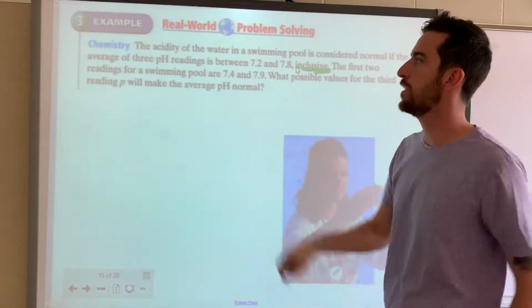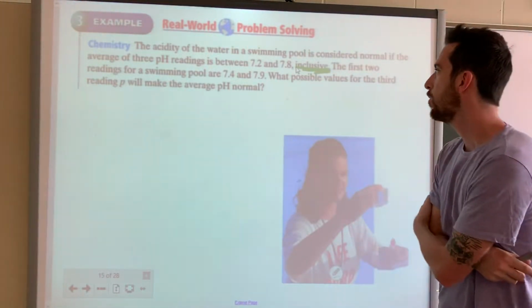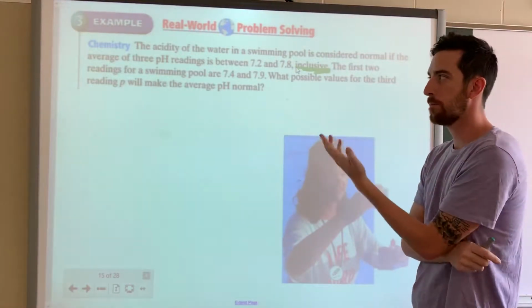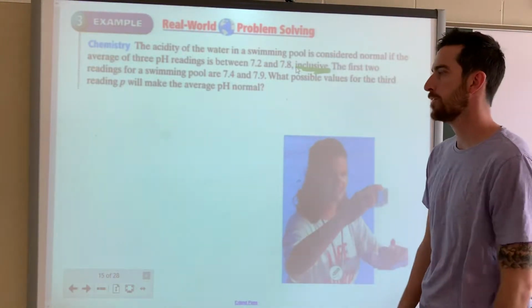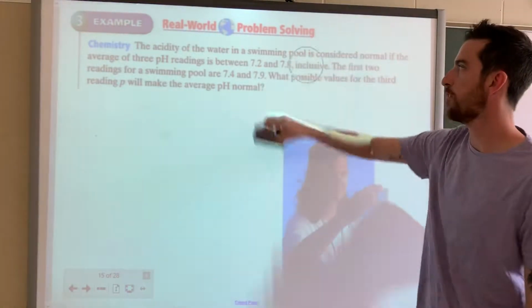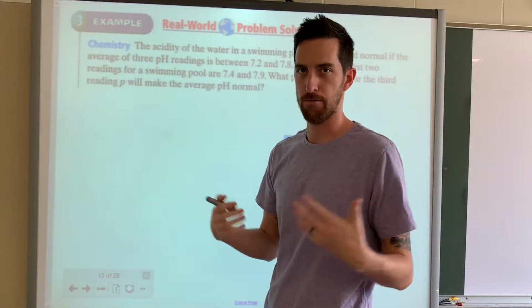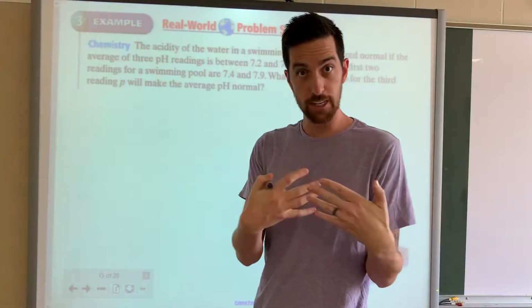The first two readings for a swimming pool are 7.4 and 7.9. What possible values for the third reading, P, will make the average pH normal? Okay, so it has to fall between 7.2 and 7.8. This is an and problem. It's going to fall in the middle, so it would be shaded in the middle.